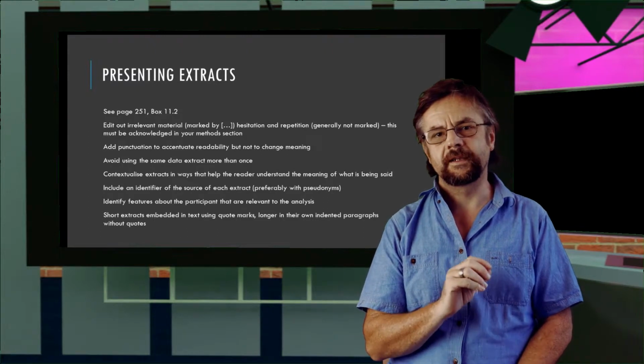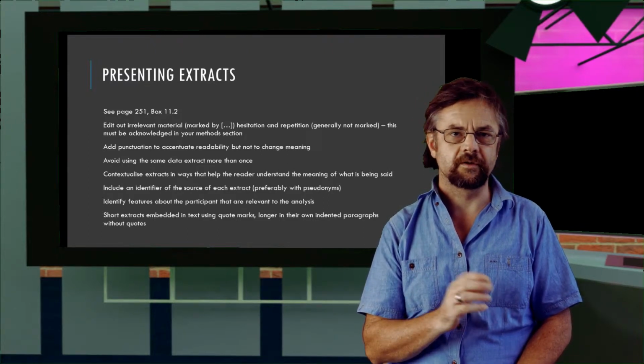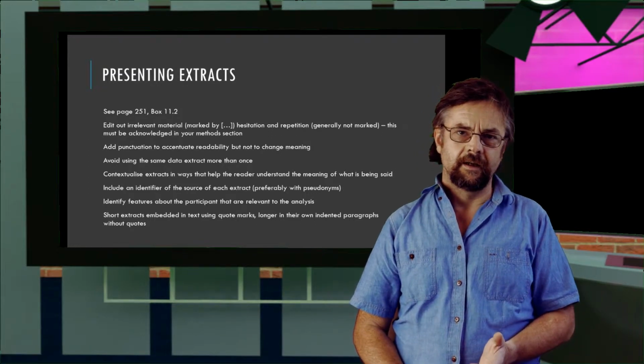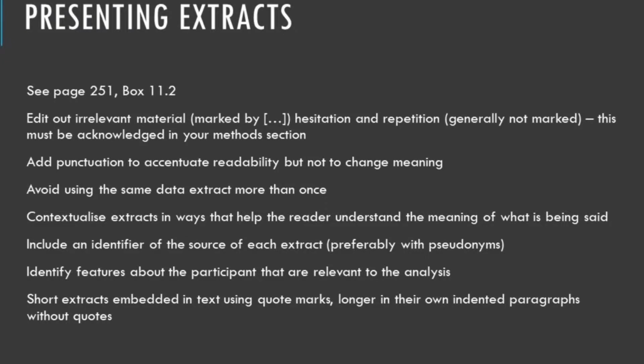You want to avoid using the same data extract more than once, so don't cite the same quote in 2 different themes. You also want to give the context of the quote, so including the question, when citing a person's answer to a question. So if you're just citing an answer, you've got no context. What was the question that was asked?